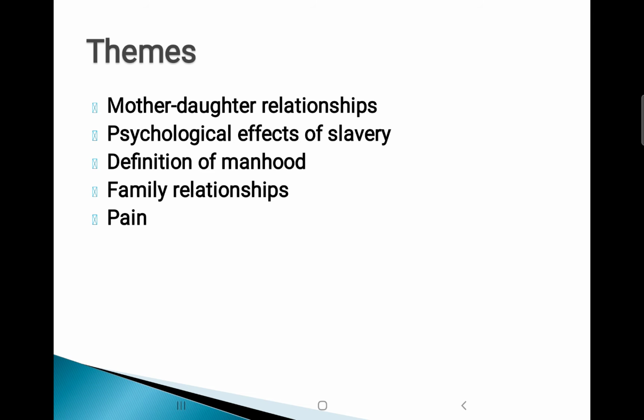So that will be given to you after this very slide. A character map will be given to you, and all the details of those characters will be given to you. So this is the theme we got here: mother-daughter relationship.